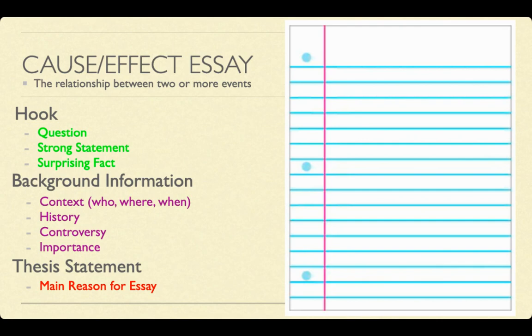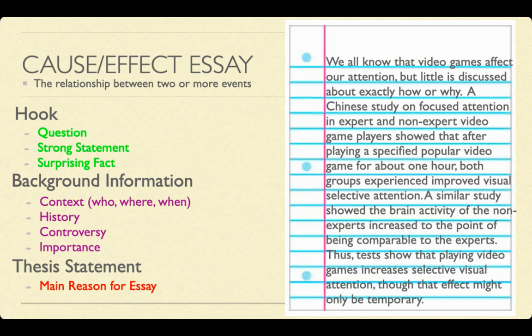Let's read this introduction paragraph. We all know that video games affect our attention, but little is discussed about exactly how or why. A Chinese study on focused attention in expert and non expert video game players showed that after playing a specified popular video game for about 1 hour, both groups experienced improved visual selective attention. A similar study showed the brain activity of the non experts increased to the point of being comparable to the experts. Thus, tests show that playing video games increases the selective visual attention, though that effect might only be temporary.